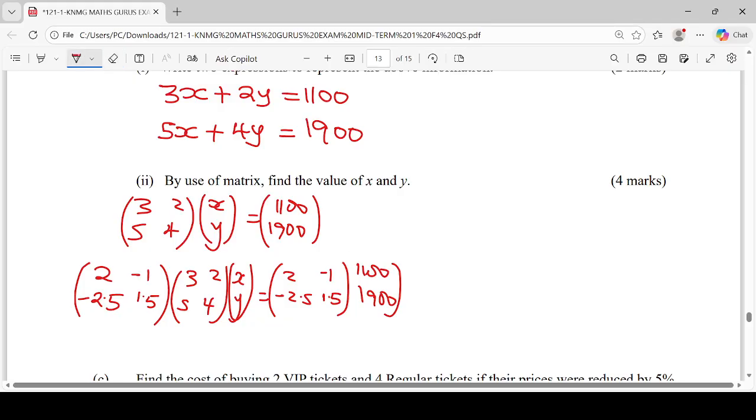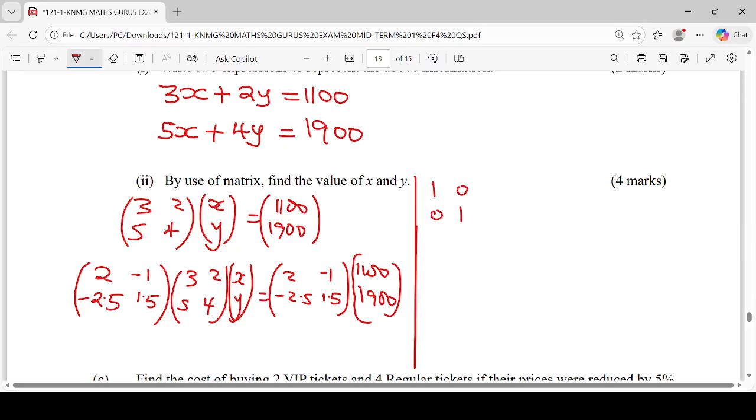We have a rule that says when you multiply the inverse of the matrix times the matrix itself, you get what we call an identity matrix. If it's a 2 by 2 matrix, it's 1 0 0 1.